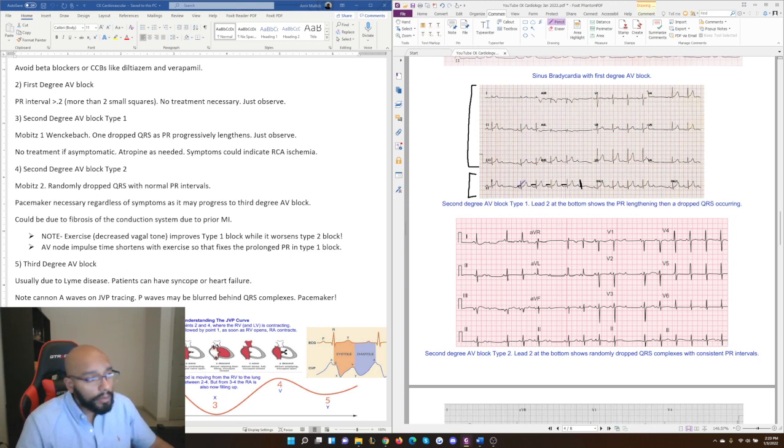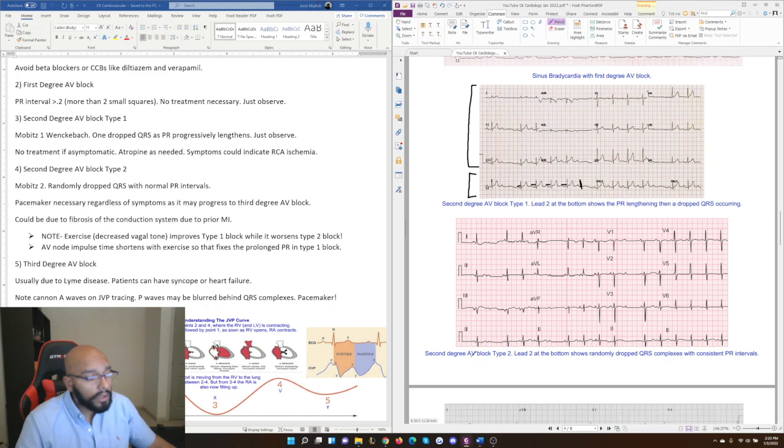What you're seeing is that the PR keeps getting longer, okay? Where this one is the longest one. The distance from the tip of the P to the first impact of the QRS, right? That's the line I made, and you can see that it keeps getting longer, and then all of a sudden there's a QRS missing. That's what I drew here, okay? So this is type 1, okay? Found the one, kept progressively falling in love until you skipped a beat.